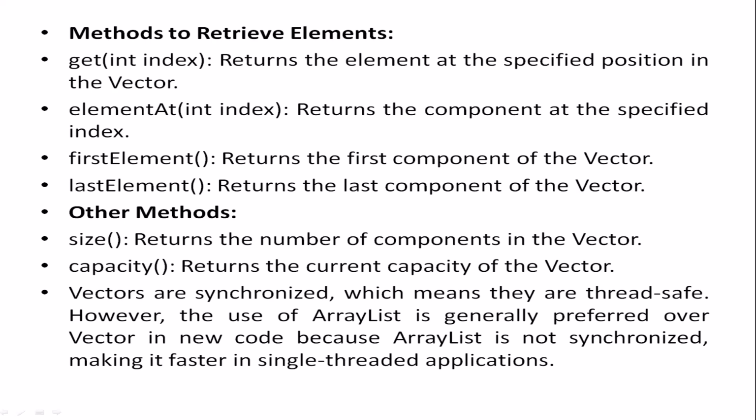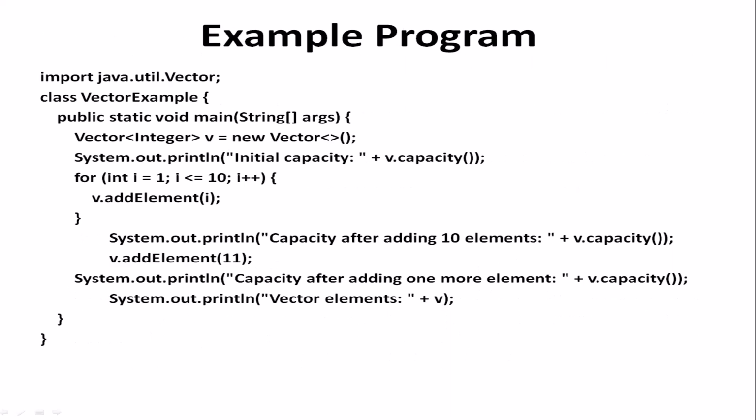Other methods are size. If you want to find the size, you can find it by the number of components in the vector. Next, capacity returns the current capacity of the vector. Vectors are synchronized, which means they are thread safe. Otherwise it is better to use the ArrayList.